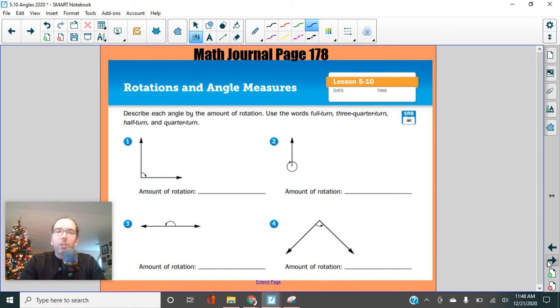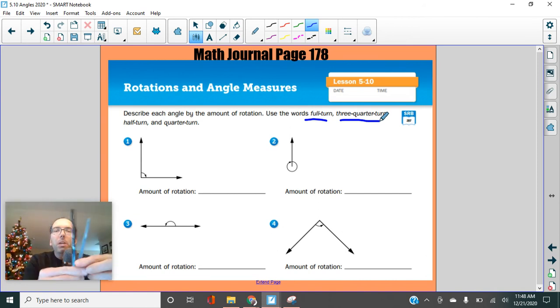Let's look at our math journal page. So what you are going to do here, you're going to describe how much rotation there is. So you can even use your straws or your pencils or whatever you found, right? This shows you where it started, and then the arrow shows you the turn, right? So it started here and went like that. On this one, it started here and went all the way like that. Okay, so your answers here are going to be either the words full turn, 3/4 turn.